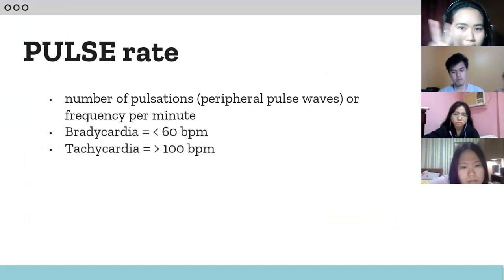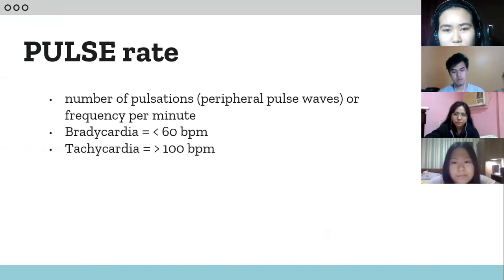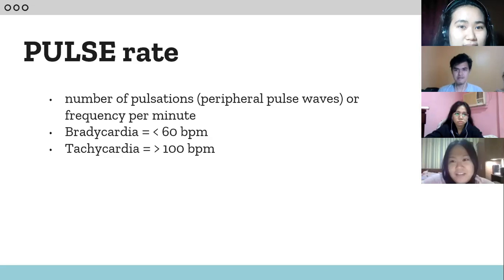We have two types. These are important words. Remember this one: bradycardia, wherein the rate is less than 60 beats per minute. Tachycardia, more than 100 beats per minute. So what is the normal beats per minute? Whoever can answer, please unmute your mic. Okay, so 60 to 100. Good. That is the resting pulse rate. So remember these words, because you should be mindful when you're assessing a patient with that.